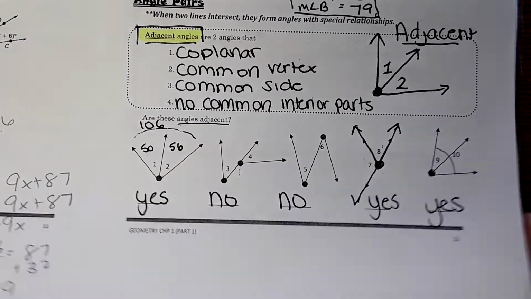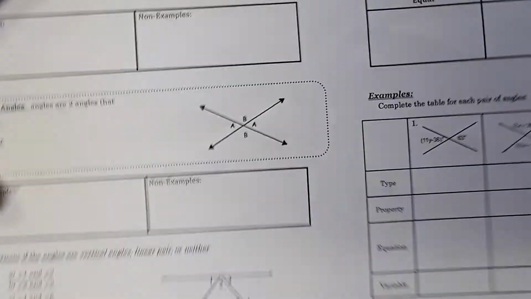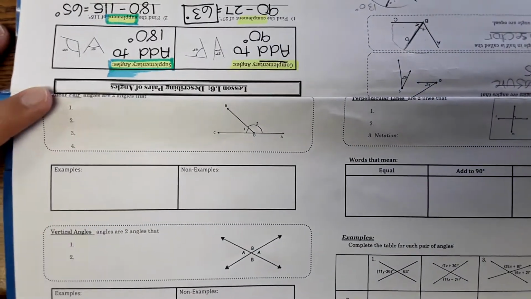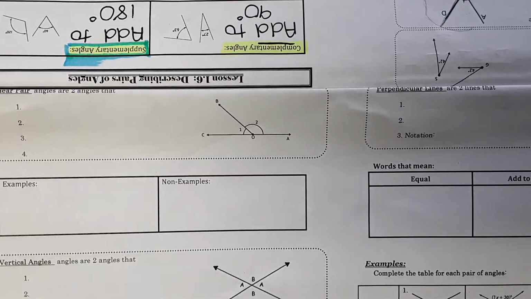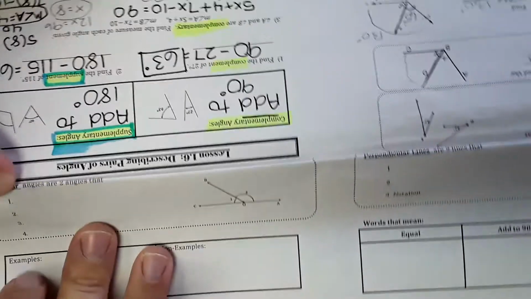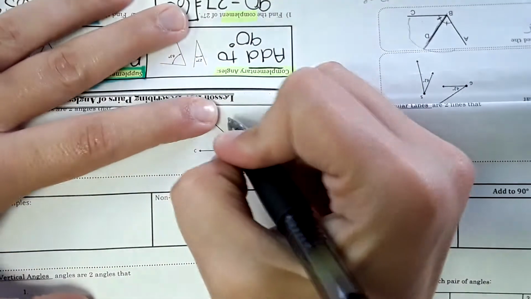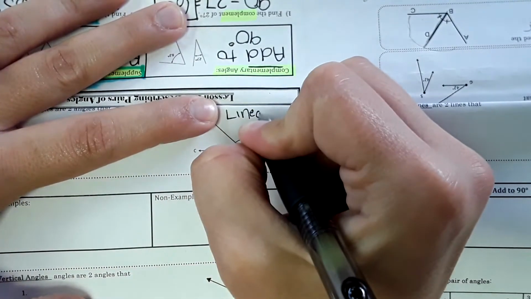Okay, next page, actually, you're going to turn your folder to go here. Okay, so now we're looking at a new term called linear pair. And a linear pair might be kind of like in the crease. Here, I'm just going to label it here. This is a linear pair.